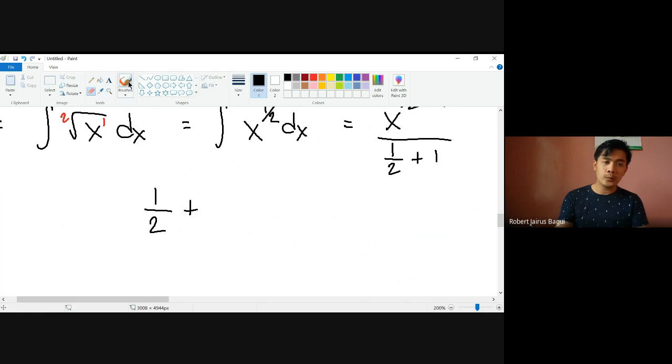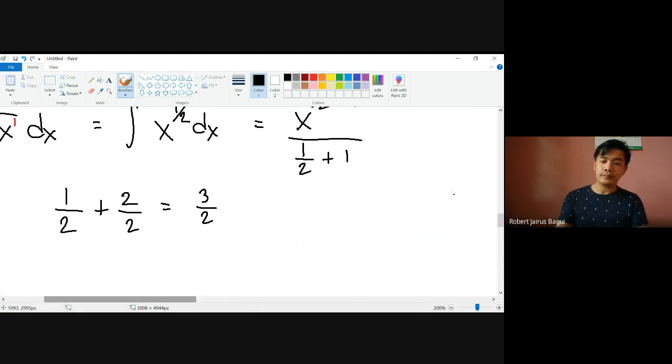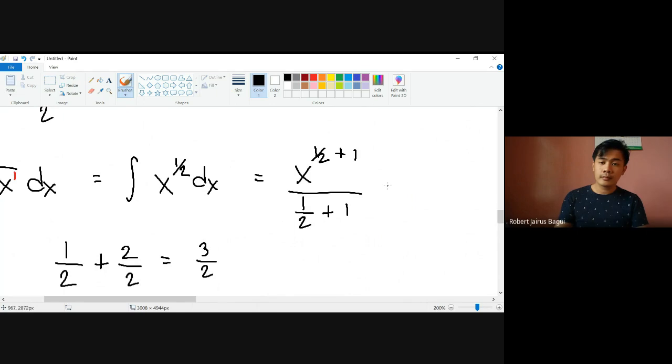or pwedeng isulat natin siya as 2 over 2. It's the same value. Makakuha tayo ng 3 halves. So dito, this would be x raised to 3 halves all over 3 halves din.